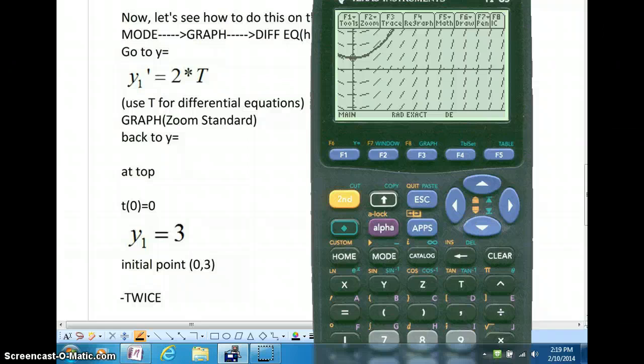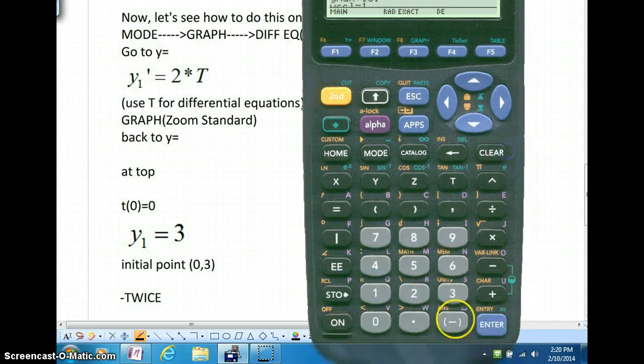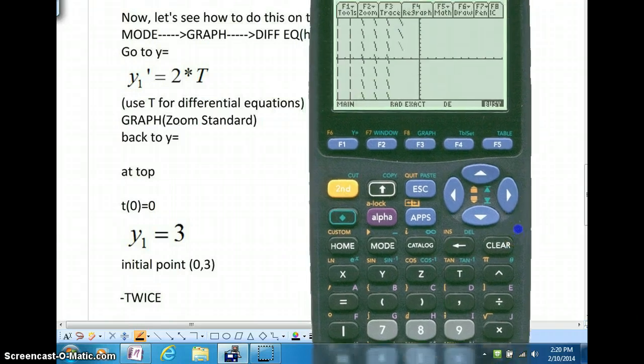And wow, I'm a little surprised to see the Zoom Standard changed everything else up. If you wanted to change it, you could always go to the window. Evidently, x min, we could make -10. And then you could even graph that again. And you can see what's happening with this initial condition. Then it would graph first one side and then the other, but altogether you would have the curve that satisfies the slope field but also contains the initial value.